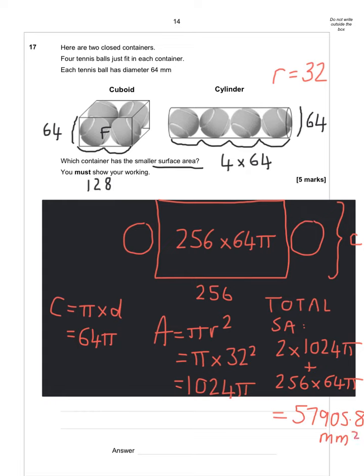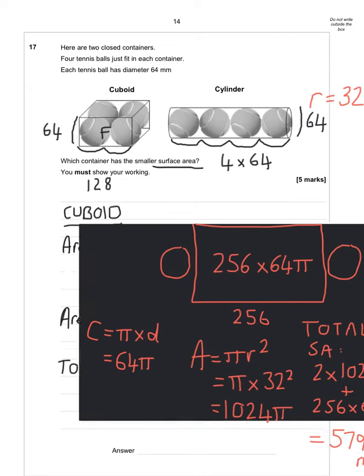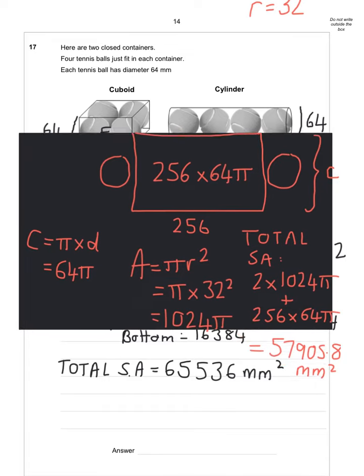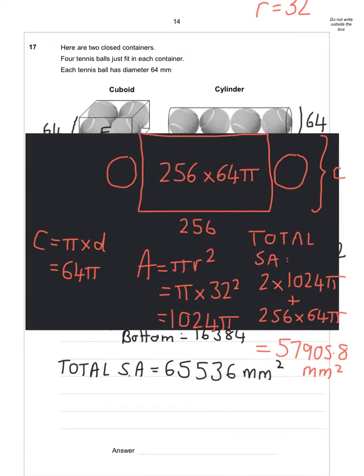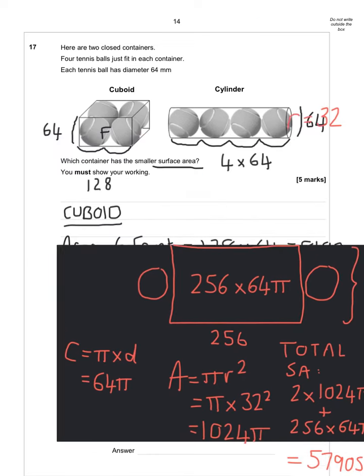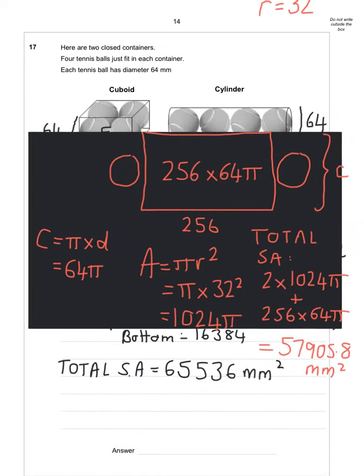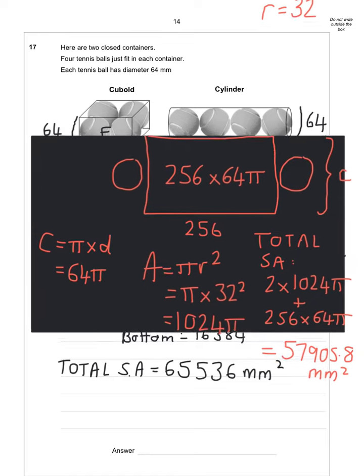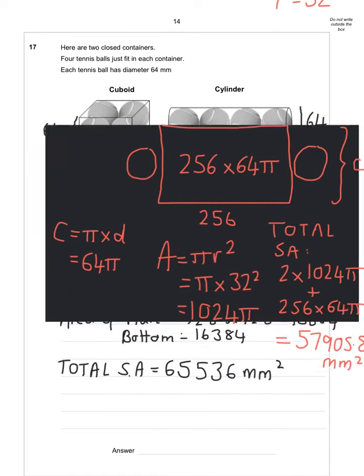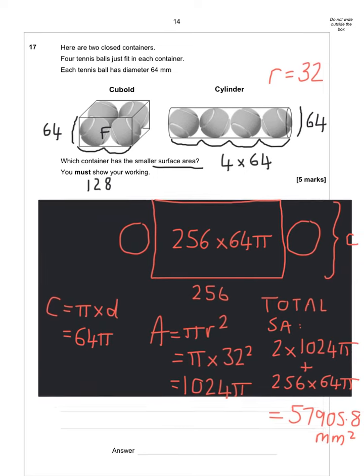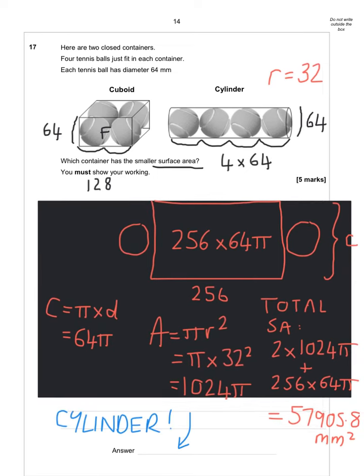I know the cylinder. I worked out previously what the cuboid was. So what I can now do, hopefully, is move this out of the way. Yes, I can. Brilliant. And I can see the cylinder, which is in red there, is 57,905. The cuboid is 65,536 millimetres squared. So surprisingly, because it doesn't look like it, the cylinder has the smallest surface area. So to finish this question, I will have to write that at the bottom somewhere. And obviously you'll be able to hopefully fit all of your working out here, but it's quite difficult on an iPad. So don't forget to actually answer the question at the bottom there.